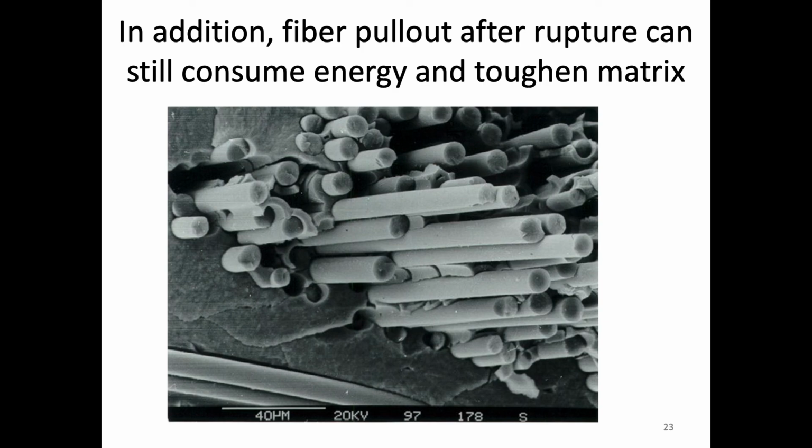So another reason that this weakening can be good is because the energy it takes to sort of pull the fibers out. So fiber pull out when they rupture also still consumes energy. So the act of sort of debonding the material as well consumes energy. And so here's the kind of image, I believe this is an SEM image of fibers on a fracture surface that have been pulled out of the matrix, and therefore that would consume energy and toughen the resulting matrix.